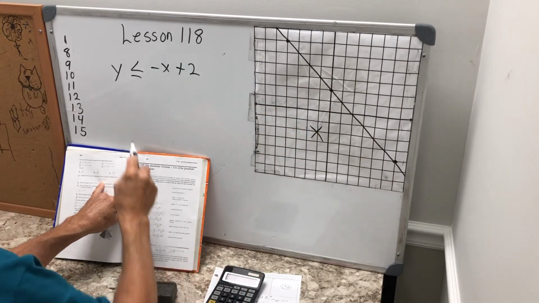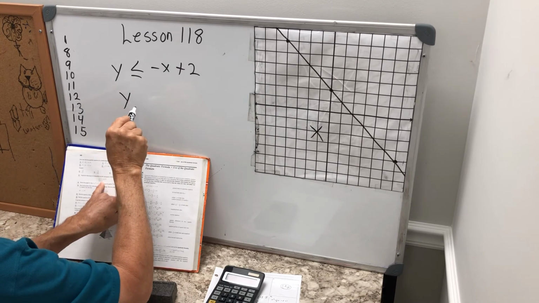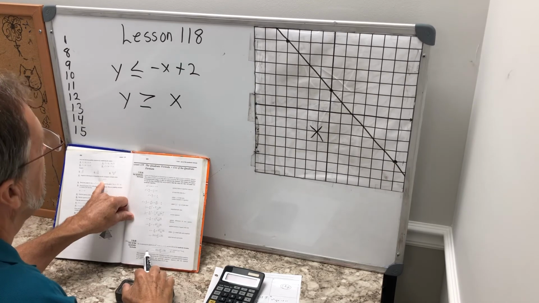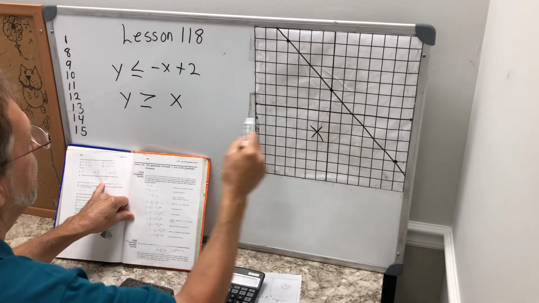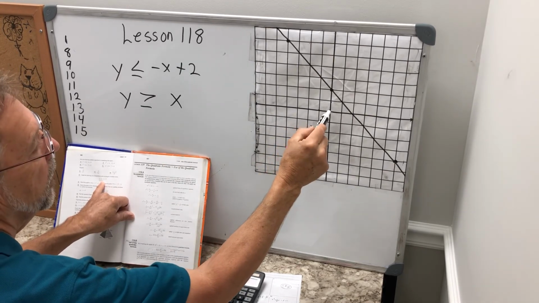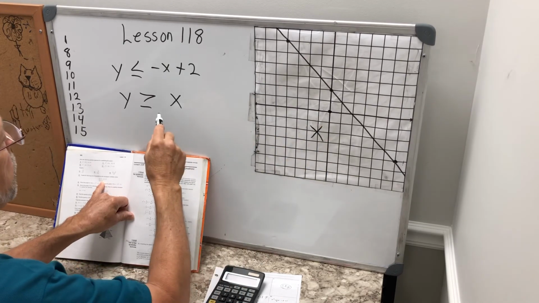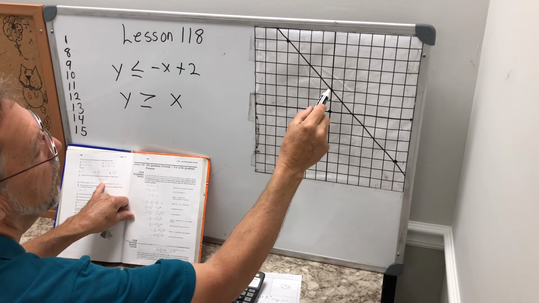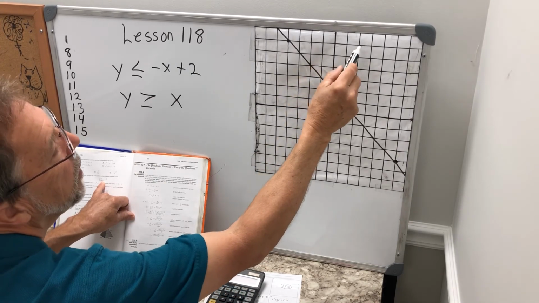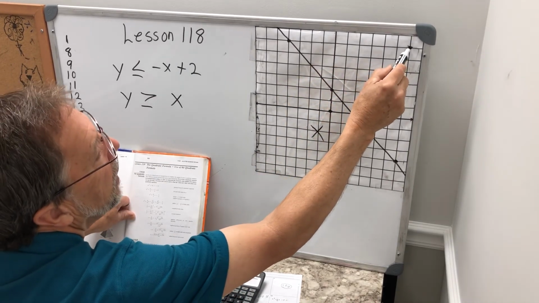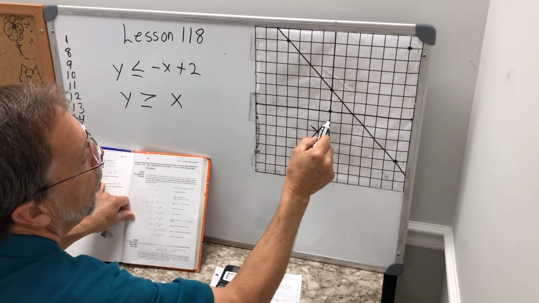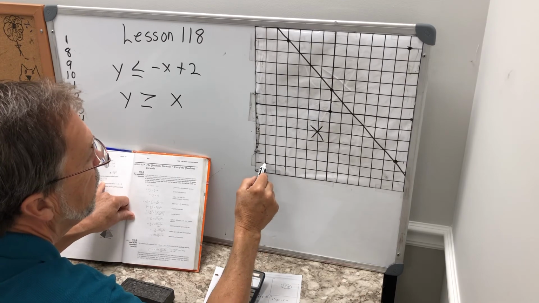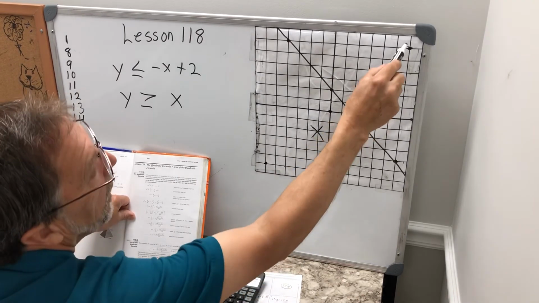But they give us a second one to do. Y is greater than or equal to x. Okay, so we will solve for this. We don't have a number, so we start off at 0, and it's positive, so we're going uphill, and it's 1 over 1, so I can go 1, 2, 3, 4, 5, 6, 1, 2, 3, 4, 5, 6 in here. From here, 1, 2, 3, 4, 5, 6, 1, 2, 3, 4, 5, 6. Is that a straight line? I hope it is.